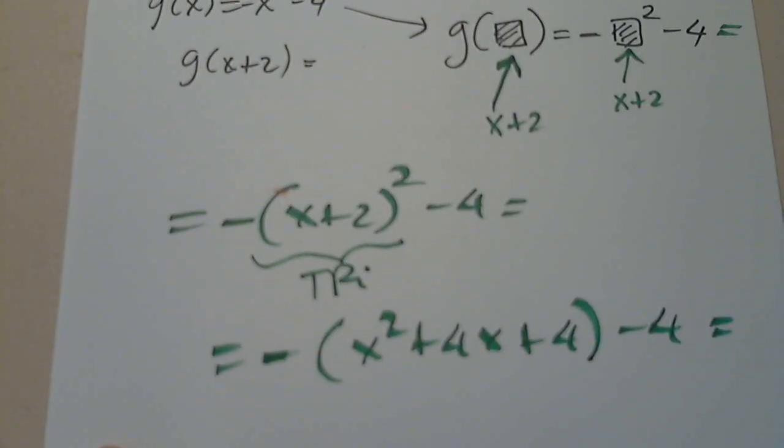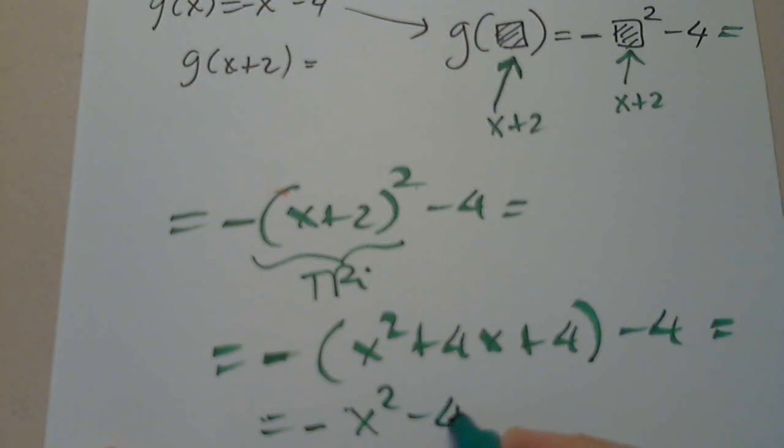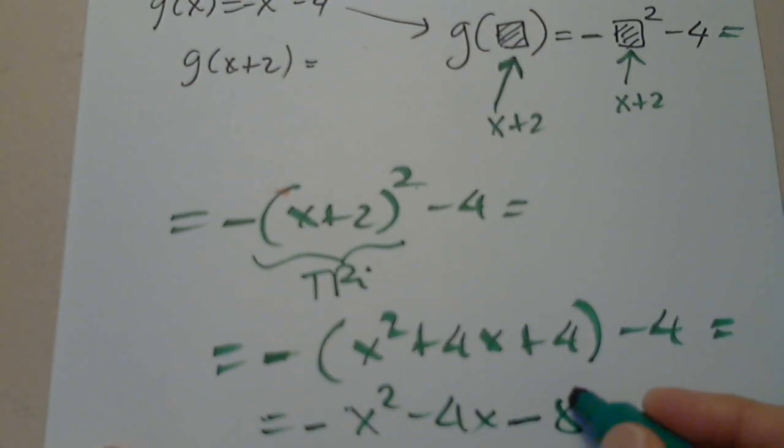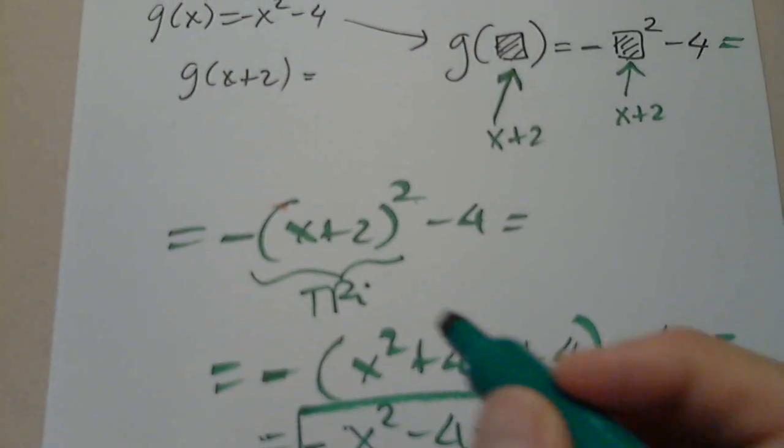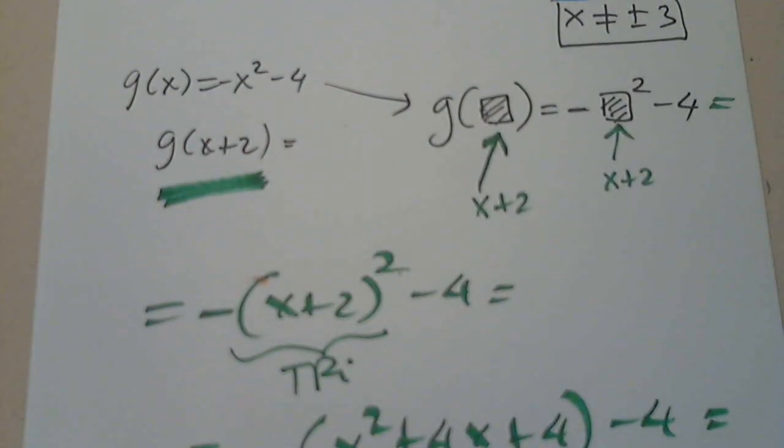Only now you are allowed to distribute negative 1. You cannot distribute before you apply the power. By the order of operations, we have to square first and then multiply. So then we have negative x squared minus 4x minus 4 is minus 8. This is g of x plus 2. Any questions?